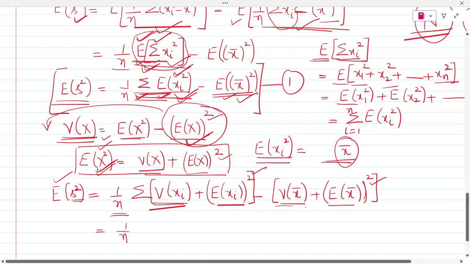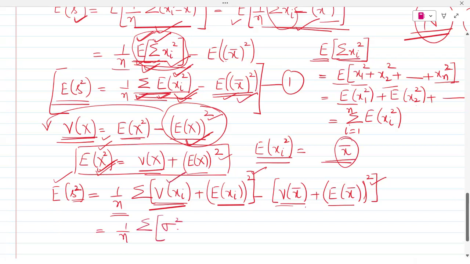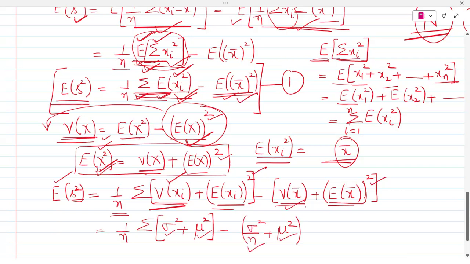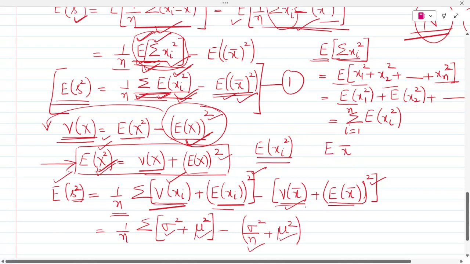Now 1 by n. What is this thing? Sigma square. And what is this? It is mu square. So what is sigma square? Population variance. And what is mu? Population mean. And now minus. So the variance of the sample mean is sigma square by n, plus the expected value of sample mean, which is mu. I think it must be clear that here we are using this formula, one time for xi and one time for the expected value of x bar, squared.